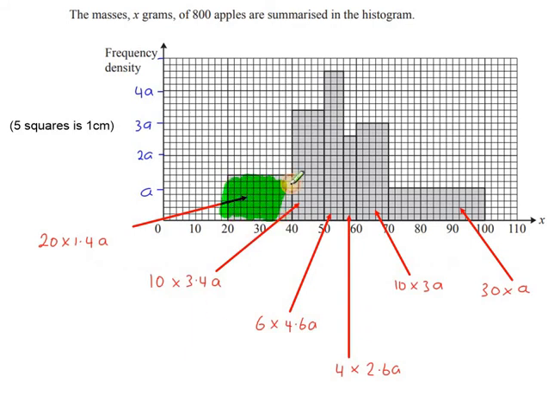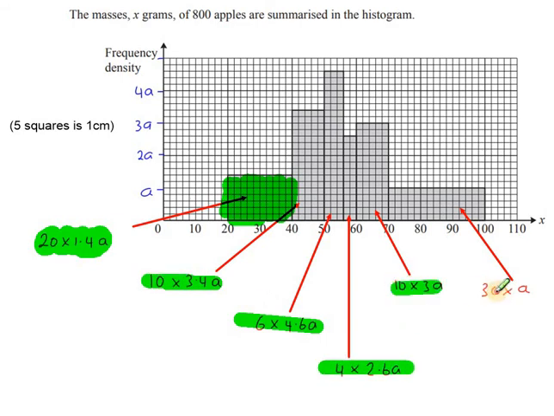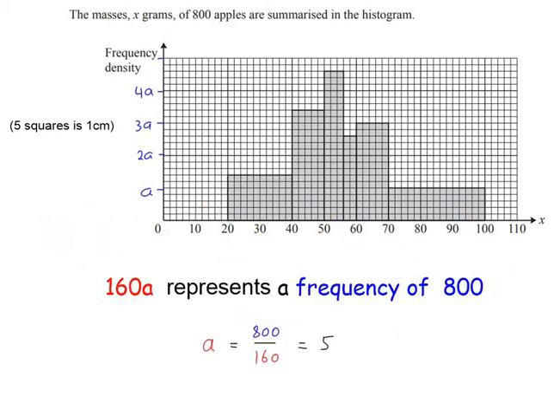So for instance, this bar here, the width between 20 and 40, that's a width of 20. And its height on this scale now is 1.4A. So if you multiply them, so you've got class width times frequency density, you get frequency. So if you work out all of these, you'll work out the total area and you'll get an indication of what the total frequency is from the total area.